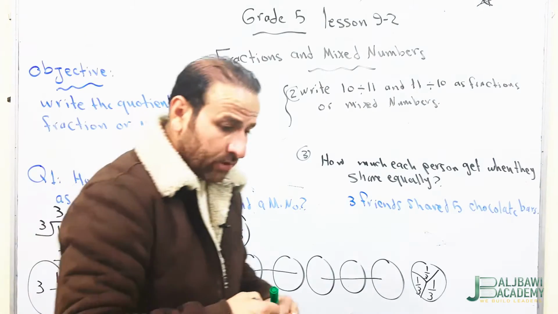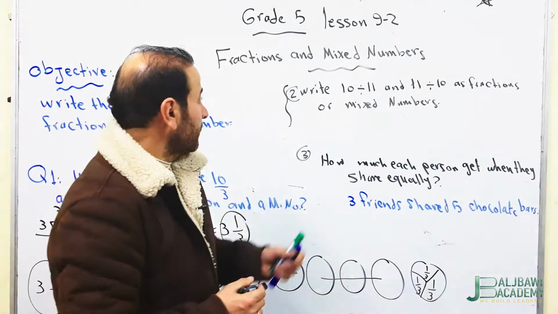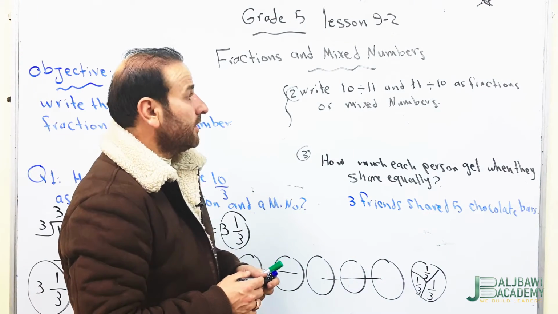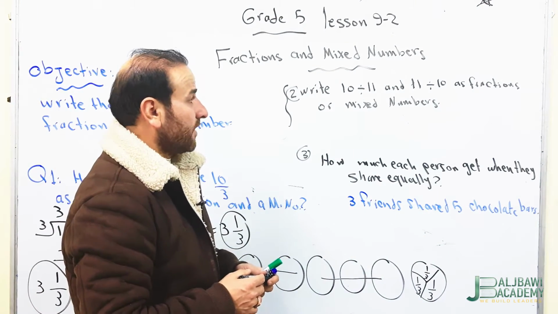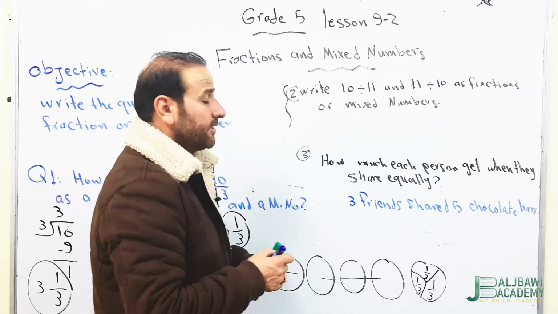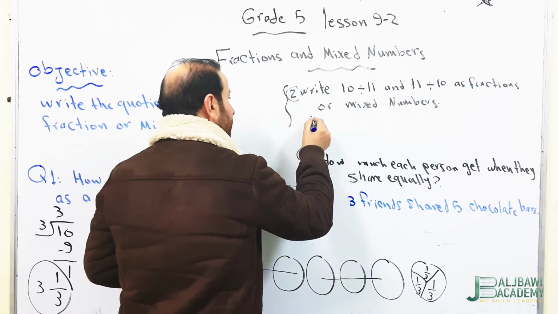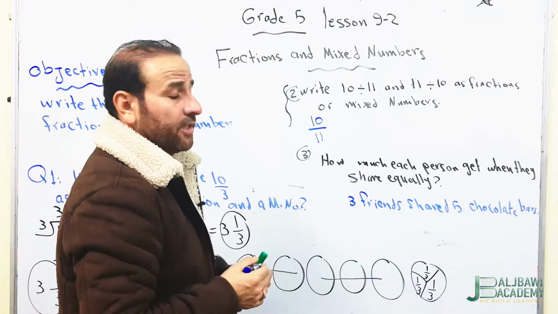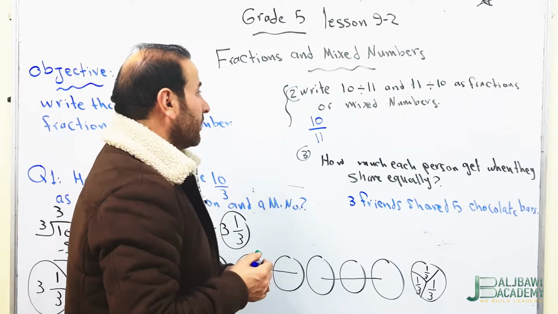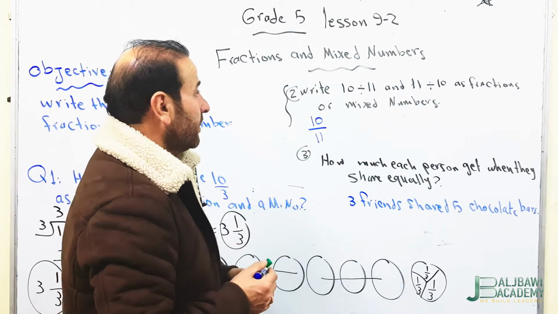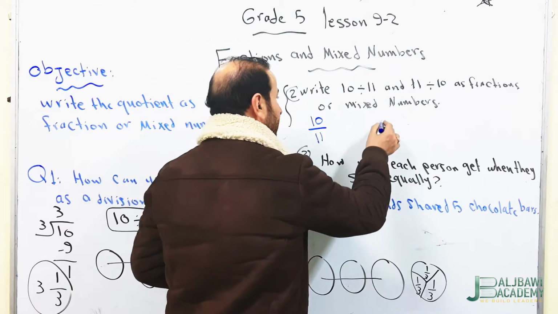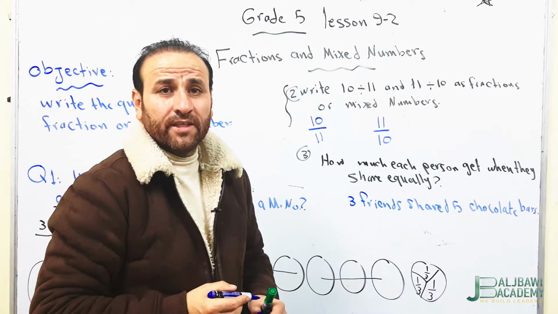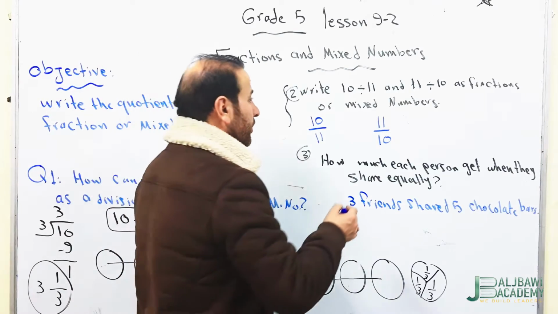Here, let me show you another example. Write 10 divided by 11 and 11 divided by 10 as fractions or mixed numbers. I start with 10 over 11. This is a proper fraction, 10 over 11. But the second one, if we write it as a fraction, becomes 11 over 10. So 11 over 10 is an improper fraction, so we need to change it to a mixed number.